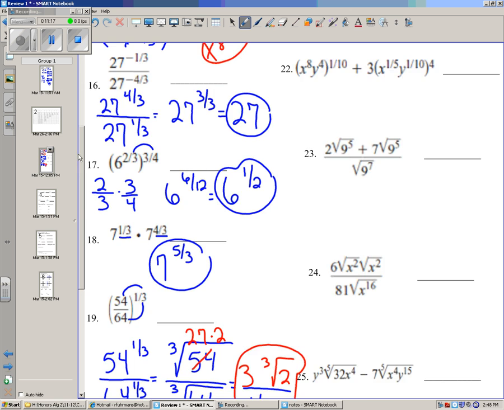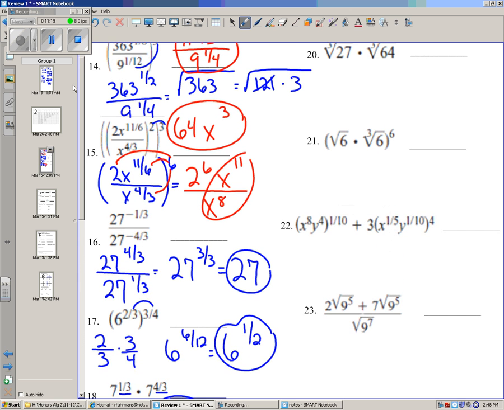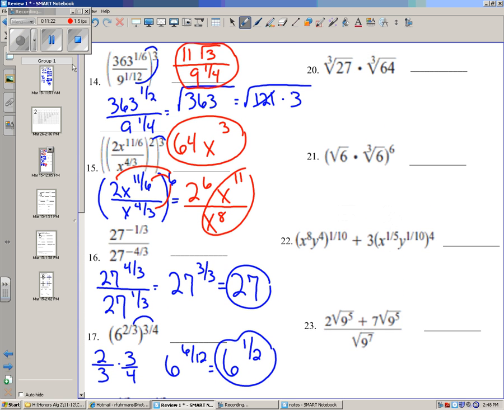All right, I'm going to scroll back up to the top and we're going to take a look at 20. On 20, these actually both have perfect cubed roots. 27 becomes 3, 64 becomes 4, and when I'm done, my final answer is 12.